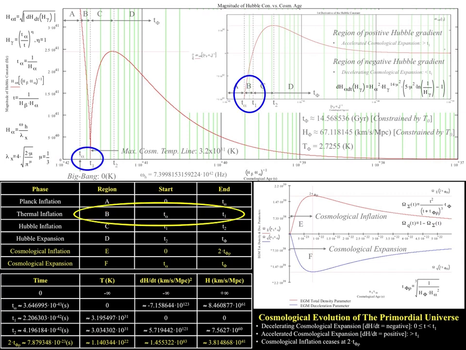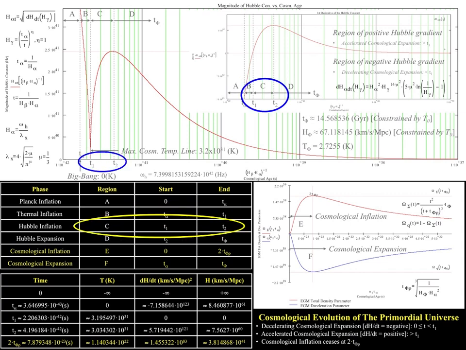Region B denotes the period we term thermal inflation. This runs from T alpha to T1. At T1, the cosmic microwave background radiation reached its maximum value, which was approximately 10 to the 31 Kelvin. Region C denotes the period we term Hubble inflation. This runs from T1 to T2.